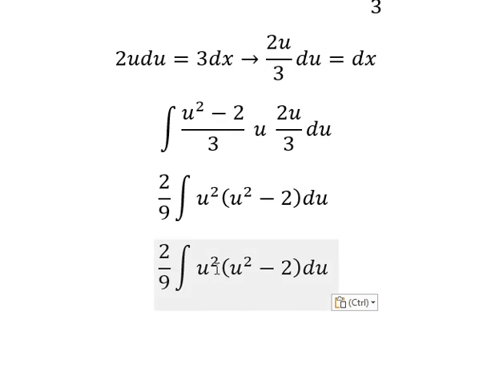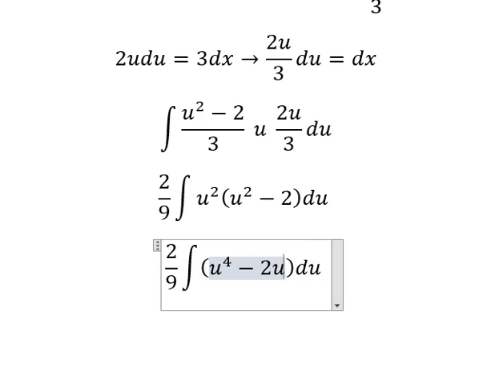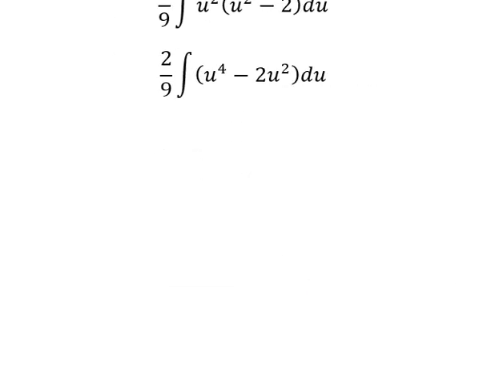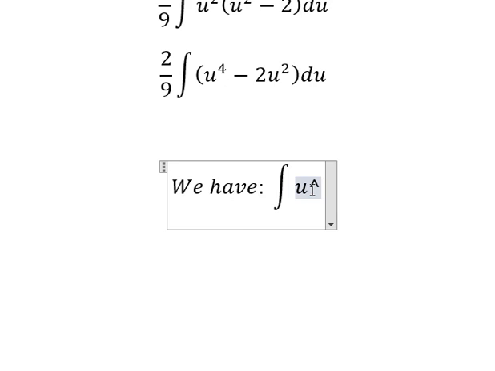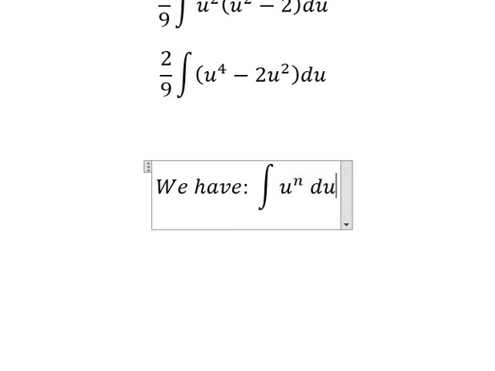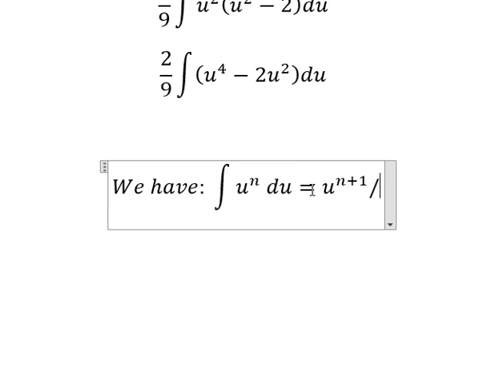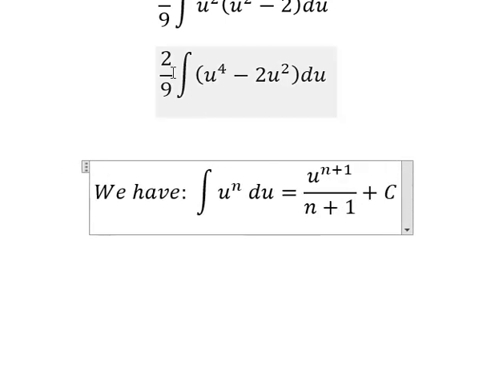Next, u square multiplied by u square and number 2. Next, we have the formula in here. The integration of u to the power of n du is u to the power of n plus 1 over n plus 1, and I will put plus c.